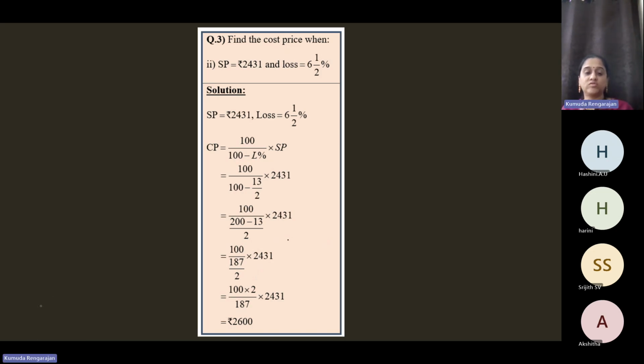I'm saying how the 2 goes to the numerator. It is 100 divided by 187/2. This you do it in your mind. So it will be 100 into 2 by 187. That's why here it is 100 into 2 by 187.